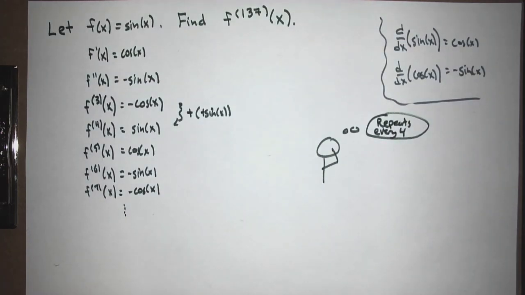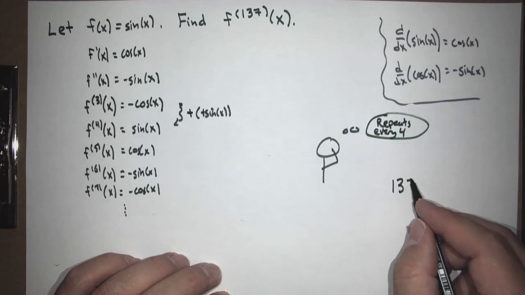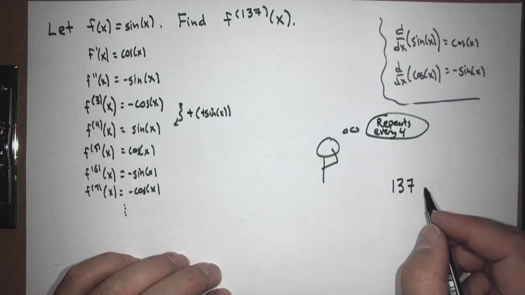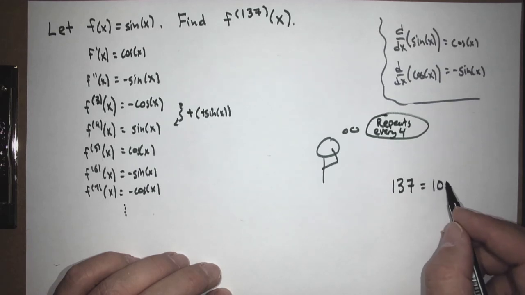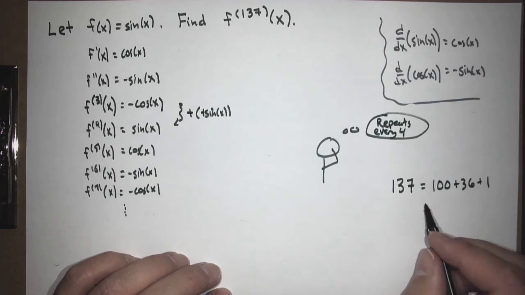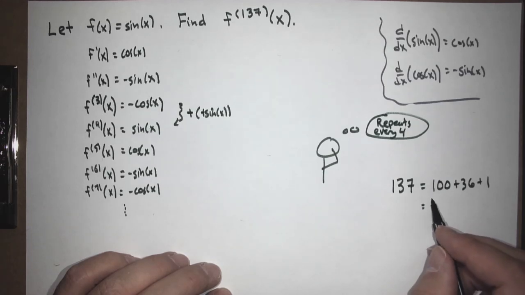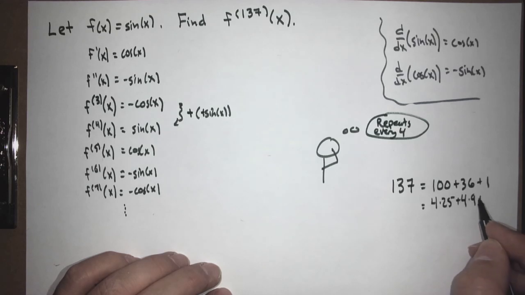So instead of adding to our list, we think about the number 137. How can we write 137? Well, I don't know, there's probably lots of ways to write it. I probably chose a bad number. Well, this is like 100 plus 36 plus 1, right? The reason I'm doing that is, well, 100 is 4 times 25, 36 is 4 times 9, and then plus 1.